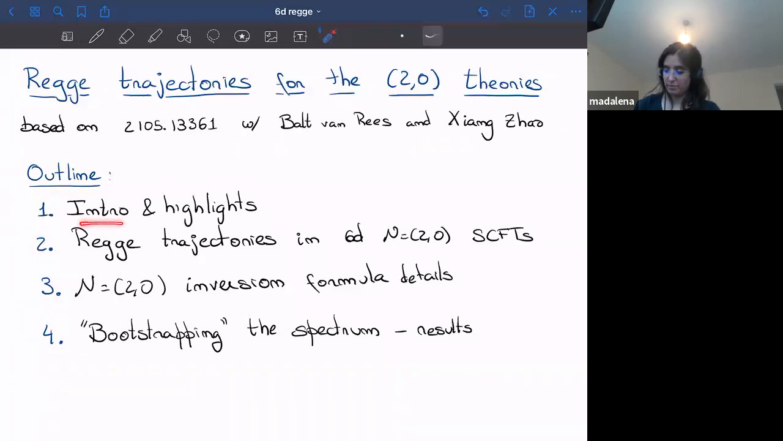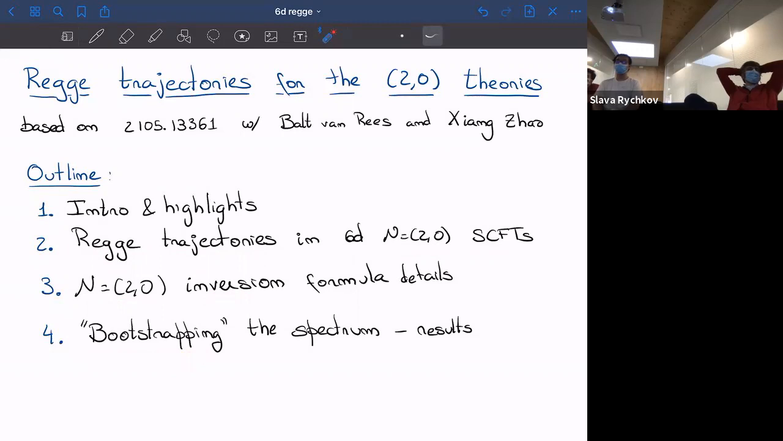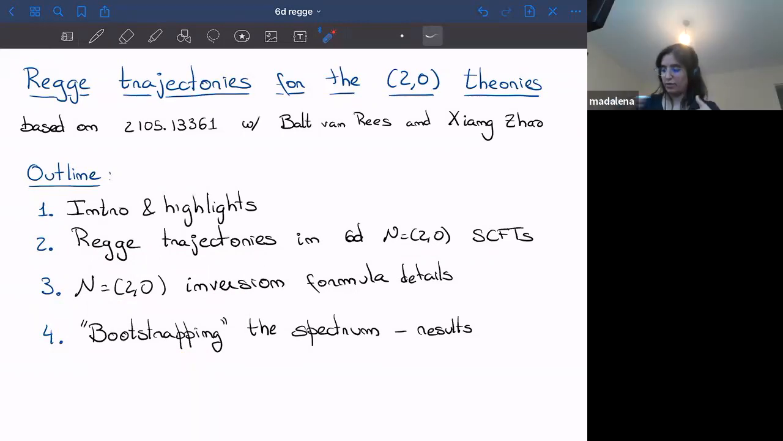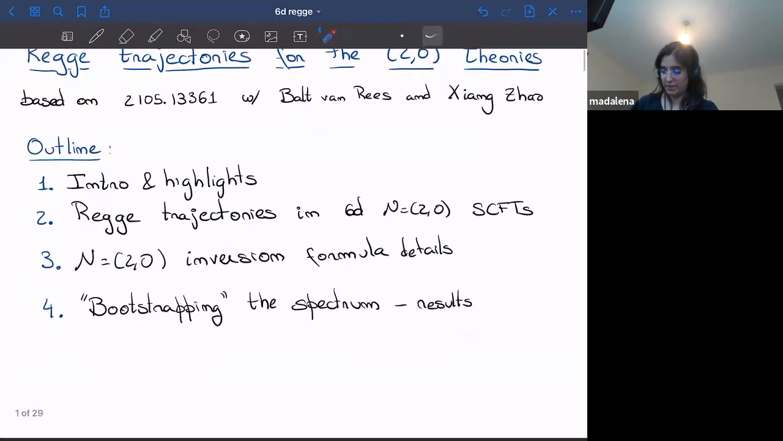So this is the rough outline of the talk. I will start with some quick introduction and the highlights of what we're aiming for. And then I'll go on to describe what we are uncovering as the structure of Regge trajectories in 6D N equals (2,0) CFTs. And then I'll give some very quick details on the inversion formula for 6D and also on an attempt to use the inversion formula to bootstrap the spectrum. I'll give a little bootstrap, in quotation marks, to the spectrum. I'll give a little more details as we go along.